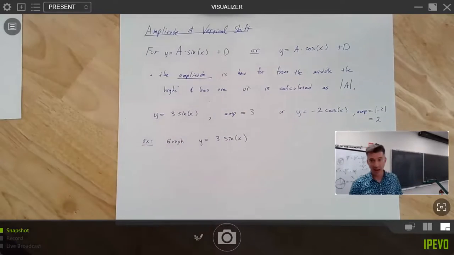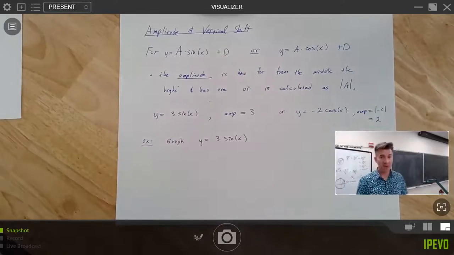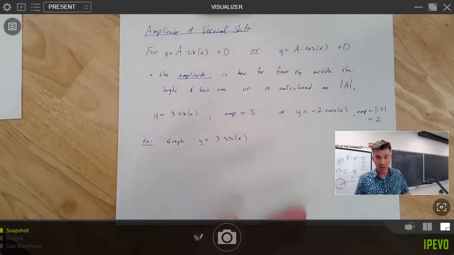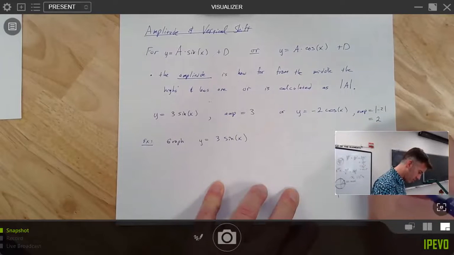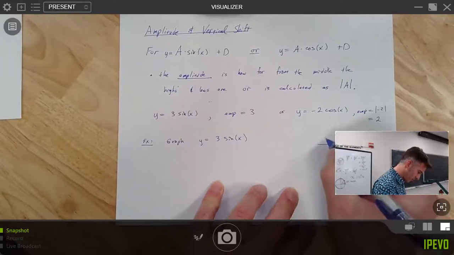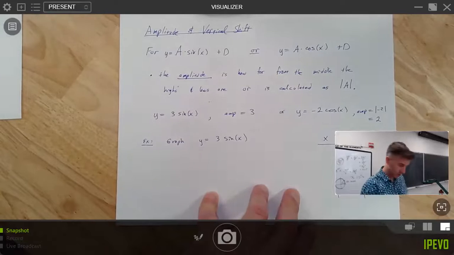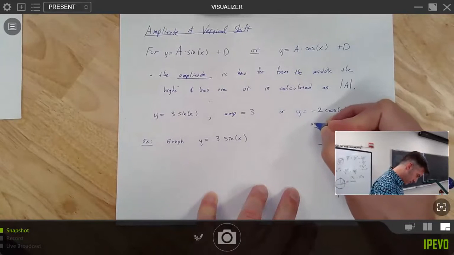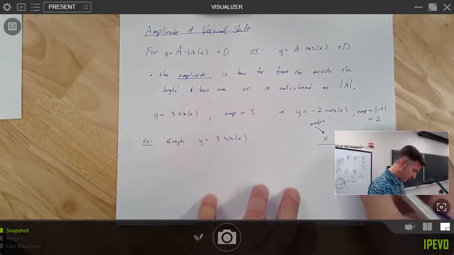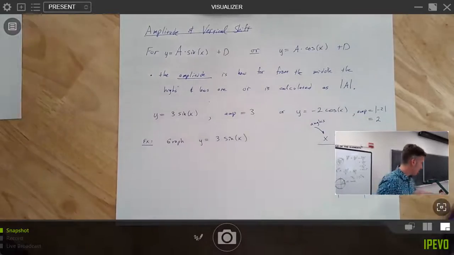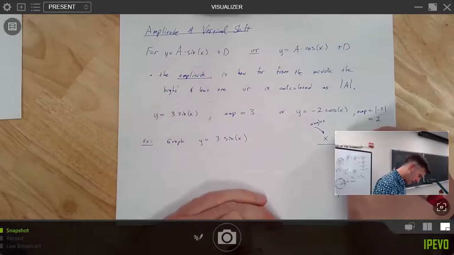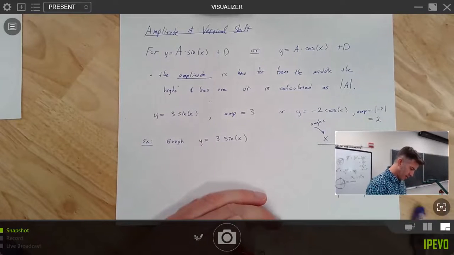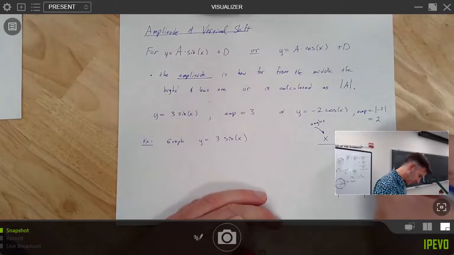And all that's going to happen is that the y values are going to be 3 times as large as they were before. So if you want to make a little table here, with the x values, which are the angles, and the y values. And let's grab a red pen here. Let's do sine of x in red, and then 3 times sine of x in blue.